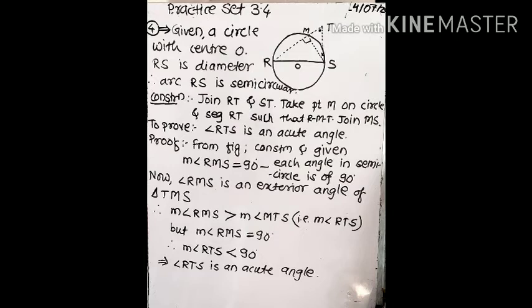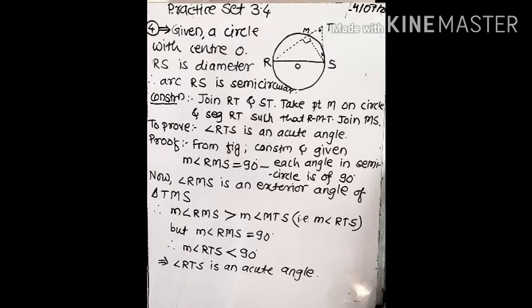Constructing seg RT, that segment cutting the circle in one point or intersecting the circle in point M. That's why we are getting angle RTS with the point M, R-M-T. Okay. Again we are constructing point M to point S, a segment MS. Now move towards the proof. What we have to prove? Angle RTS is an acute angle. It means its measure is less than 90.